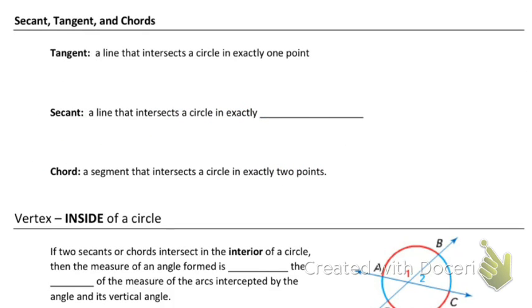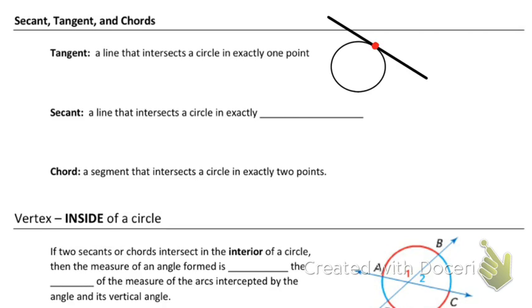First, we're going to talk about lines again. A tangent line is a line that intersects a circle in exactly one point. So an example of that might just be, let's get a line going on there. That is just one point it hits.